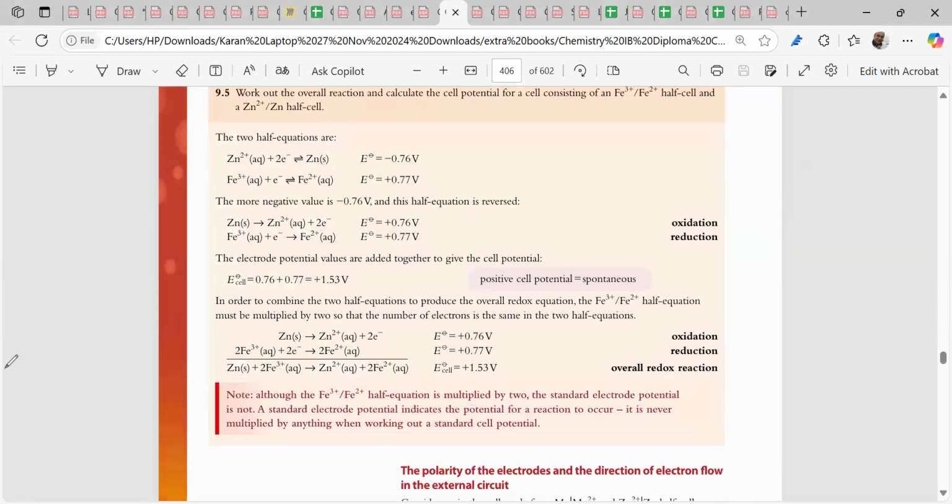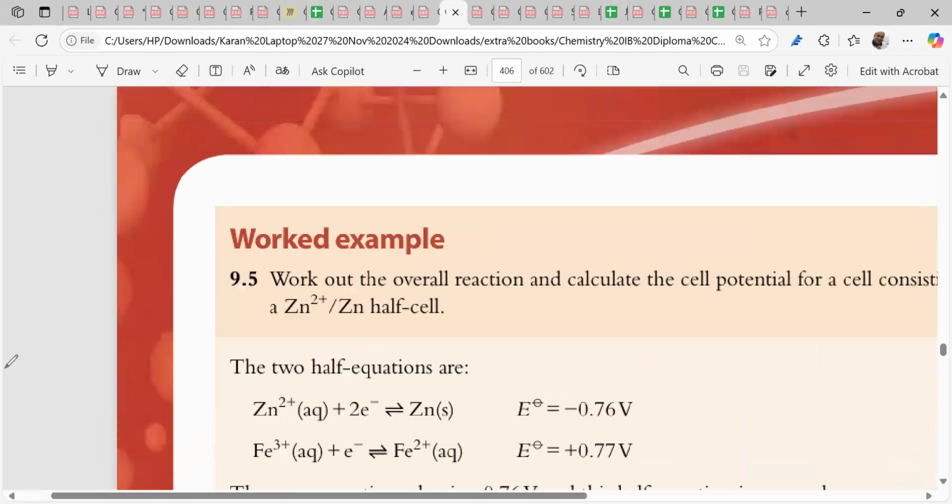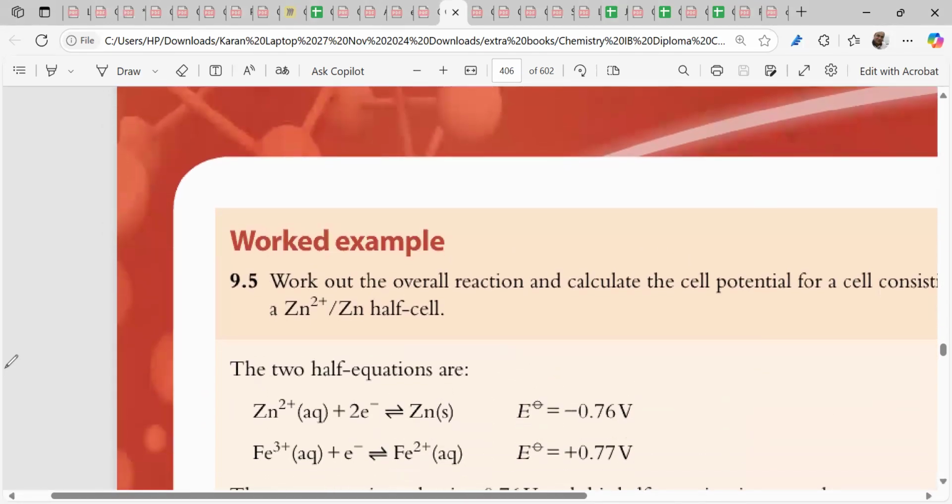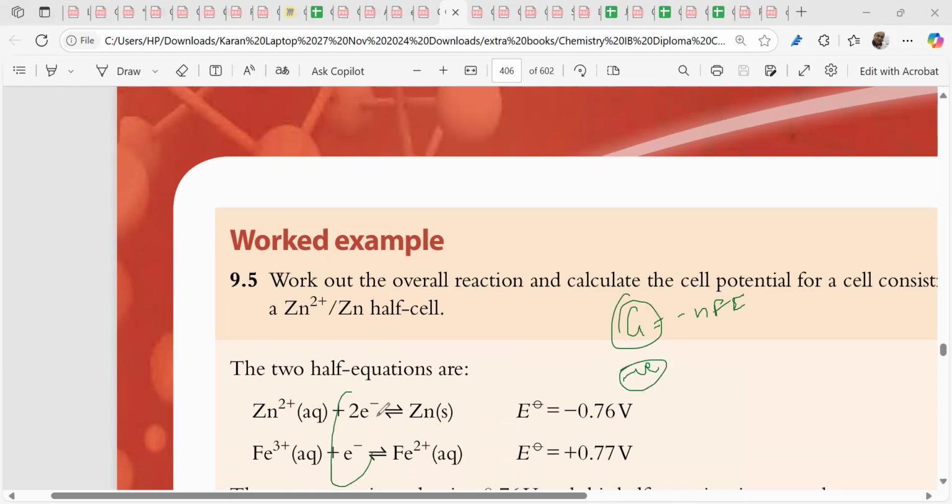See, this is the example I'm telling you. Now over here, quickly tell me, please take the Zoom chat and tell me which cell you have to take at the cathode and which you take at the anode. What did I tell you? I told you the trick that G is equal to minus nFE, so G should be negative. From these two reduction reactions, the more positive the electrode potential, the more spontaneous it is. So which of these two cells will you take at the cathode? Write down Fe or Zn.